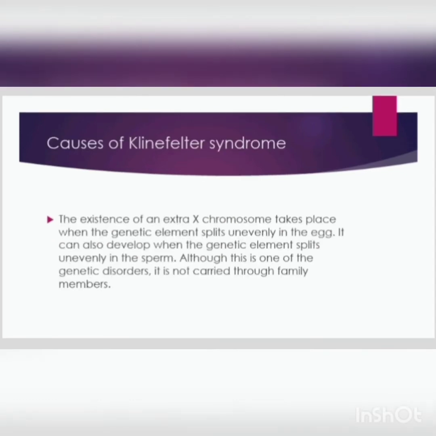Causes of Klinefelter syndrome. The existence of an extra X chromosome takes place when the genetic element splits unevenly in the egg. It can also develop when the genetic element splits unevenly in the sperm. Although this is one of the genetic disorders, it is not carried through family members.